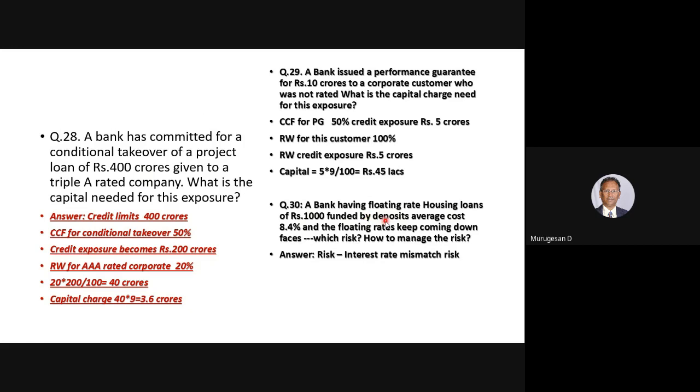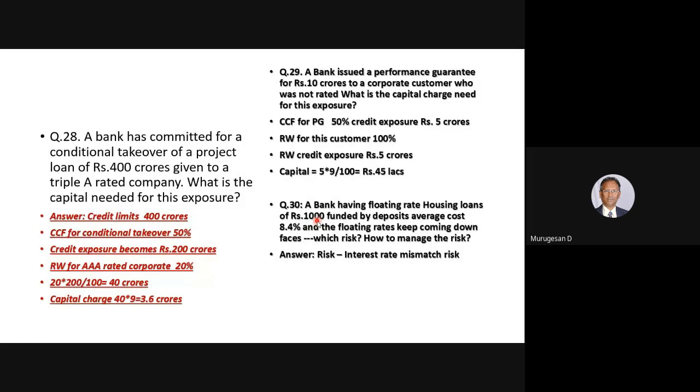Funded by fixed deposit. Average cost 8.4. The cost of deposit 8.4. Which deposit? Savings bank and current account cannot be used for housing loan, because that is a savings bank or current account, a demand deposit. That should not be used for it. It's a mismatch. So they have to necessarily use long-term deposits only for funding housing loans.